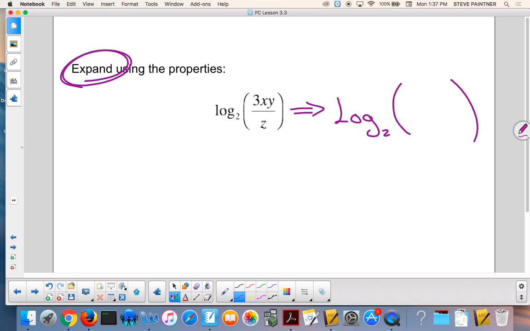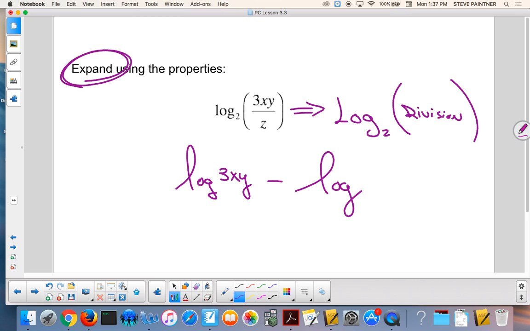When you guys see both multiplication and division, take care of division first, okay? So division's the one you want to take care of right away. So division, you're going to do what to these two? Subtraction, yep. So you're going to go log minus log, okay, and you put the numerator first and the denominator second. So this is log of 3xy minus log of z. Base 2, but here's the deal.